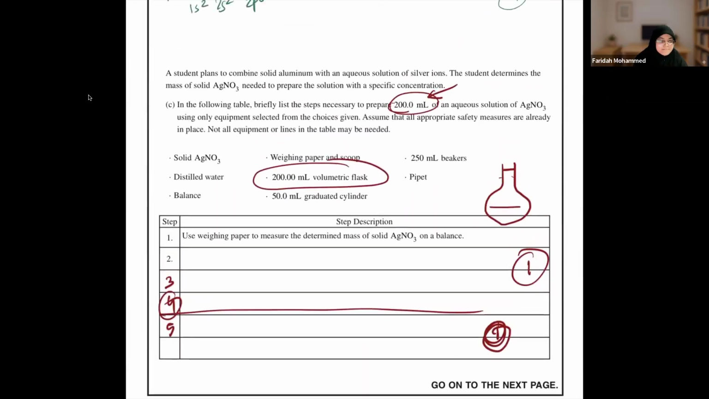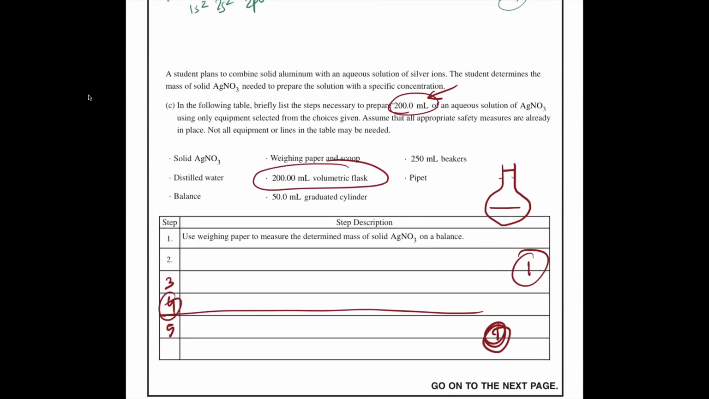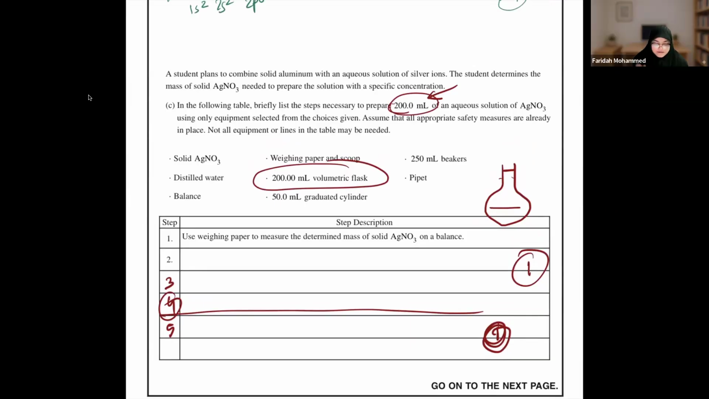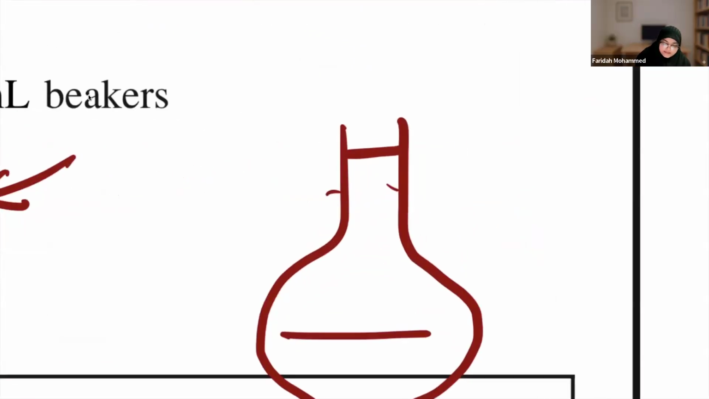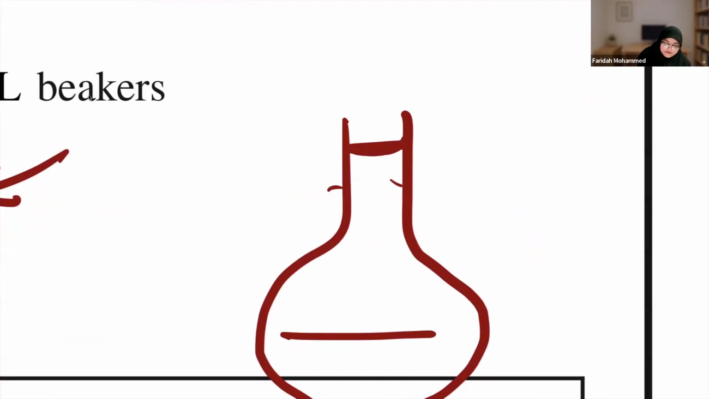Yes, Ayana? I was going to ask if we could use a pipette to mix it, going up and down with it. Well, you can use the pipette. See, when you are at the calibration mark, right? If you want to make it very precise... You guys know about meniscus, right?